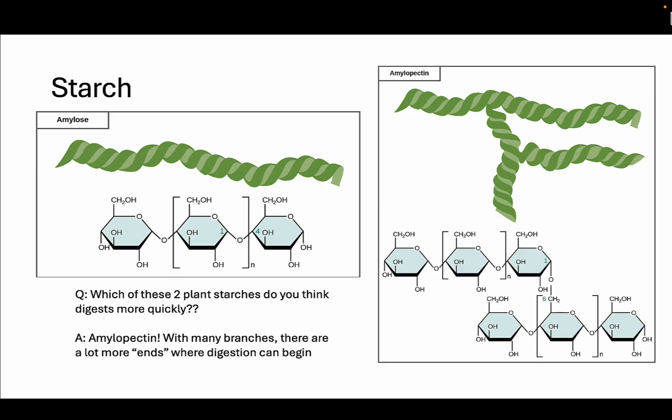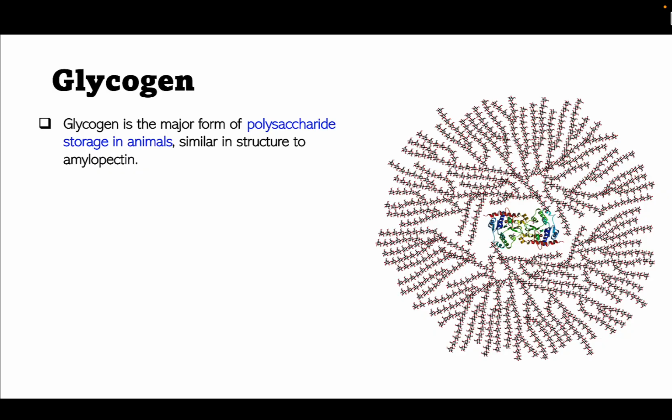Again, these are both starch. This is for energy storage within plants. We, however, will ingest a lot of starch from plants in the foods that we eat, so amylose and amylopectin will be coming in and we can get glucose out of them.